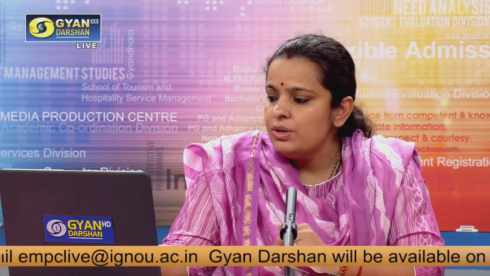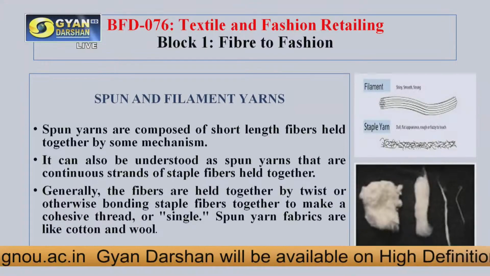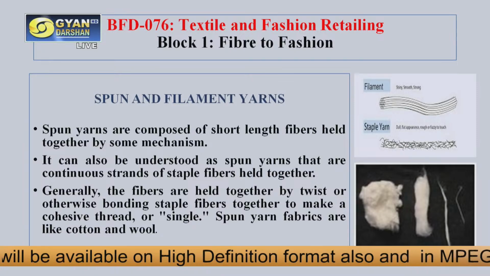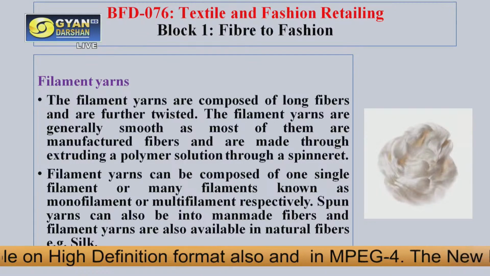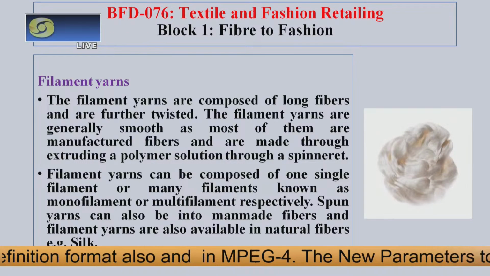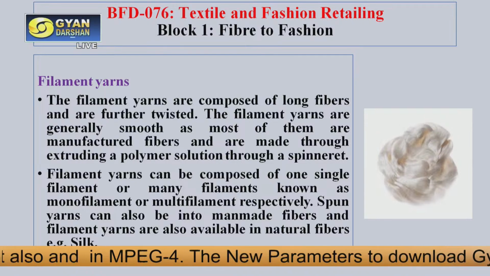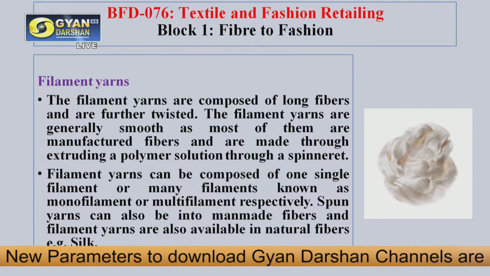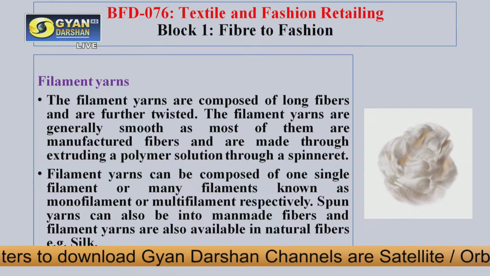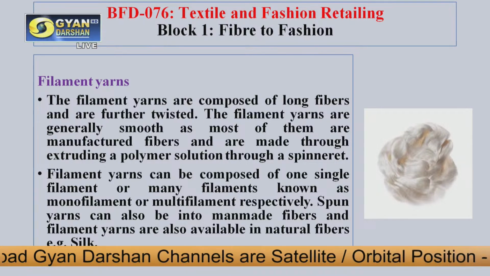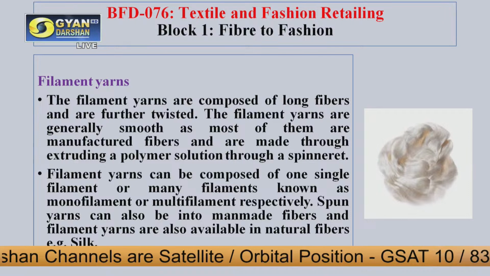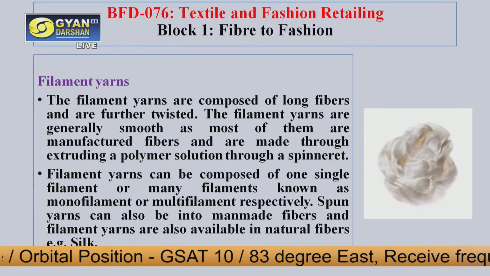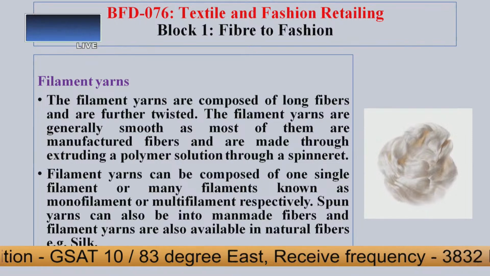In the picture you can see an example of a staple or spun yarn, how cotton yarn looks. Then what is filament yarn? Filament yarn is the opposite of spun or staple yarn. That is, filament yarns are composed of long fibers. The common example of a filament yarn is silk fiber. Filament yarns are composed of long fibers and are further twisted.